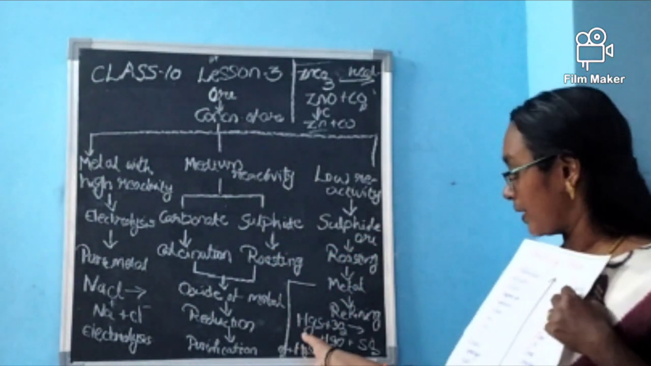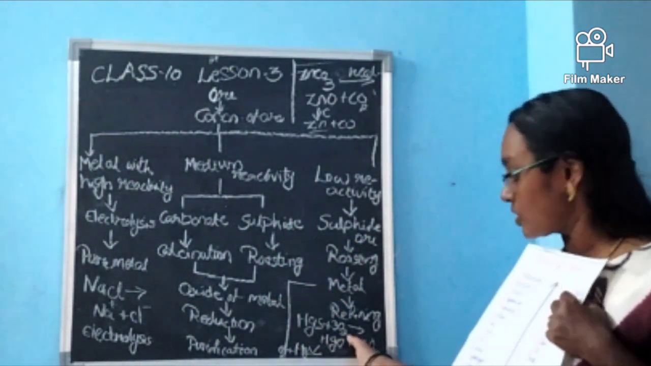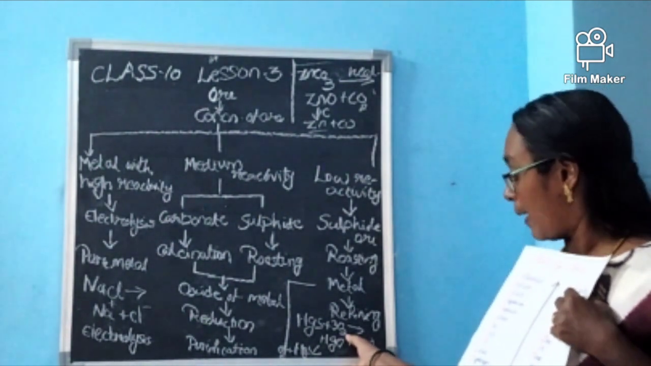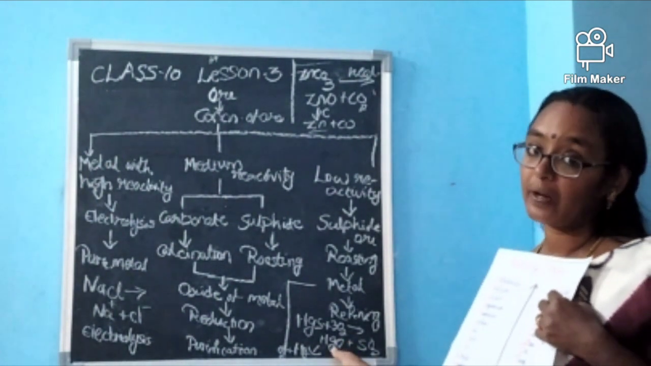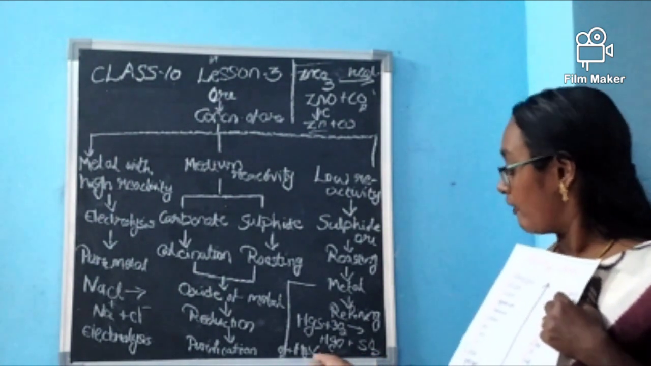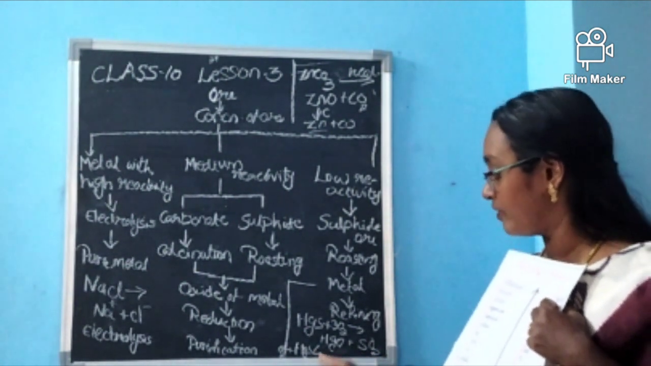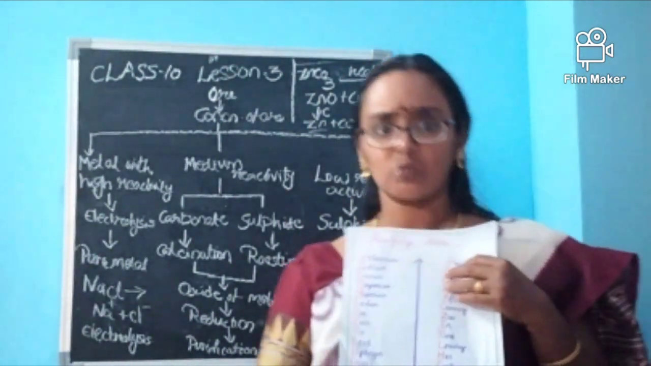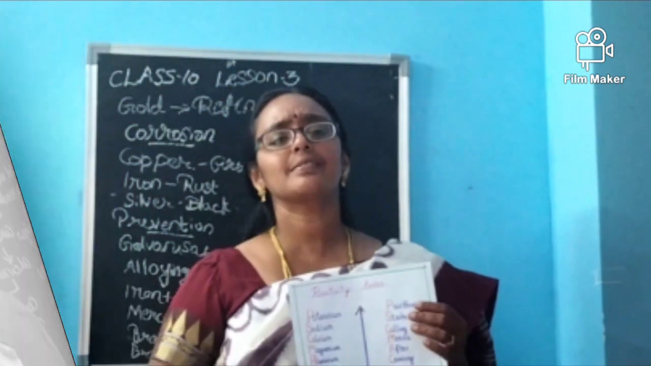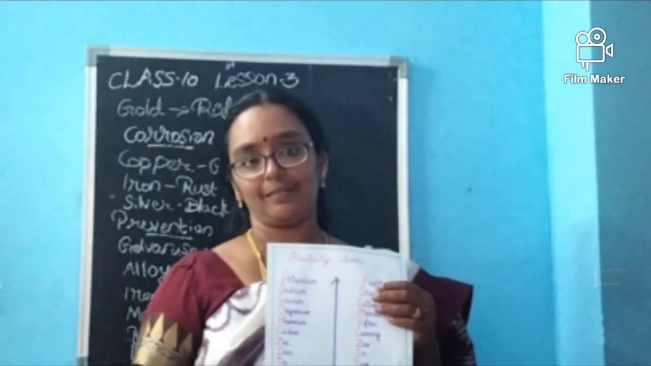See, mercury sulfide, HgS, plus oxygen. When we apply oxygen, we will get mercuric oxide. Then when we apply heat again, we will get mercury as well as oxygen. In this way we are able to get it. We have seen how we are extracting the metal, isn't it?